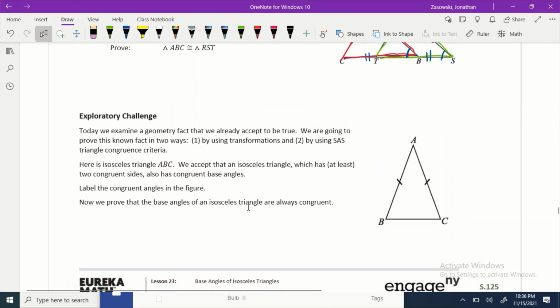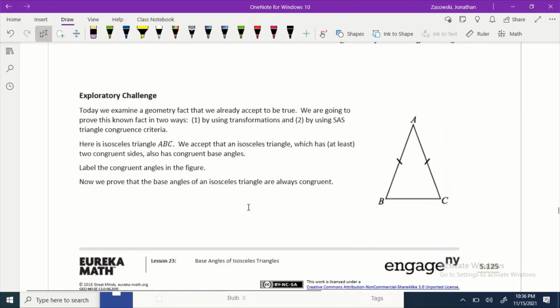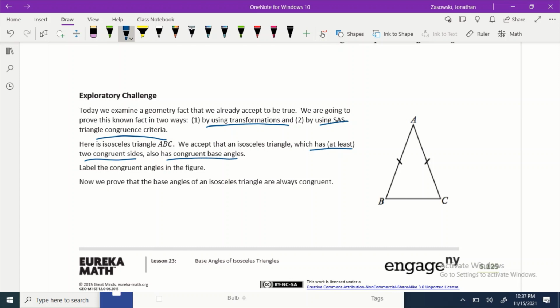So we're going to be spending some more time talking specifically about isosceles triangles today. All right. So keep in mind a couple things. We are going to talk about the fact that we can use the transformation to do this, and we can also use the side angle side criteria. So if you look at isosceles triangle ABC, we know two things, right? It has at least two congruent sides and has two congruent what are called base angles. Remember, the angles are always across from the sides.